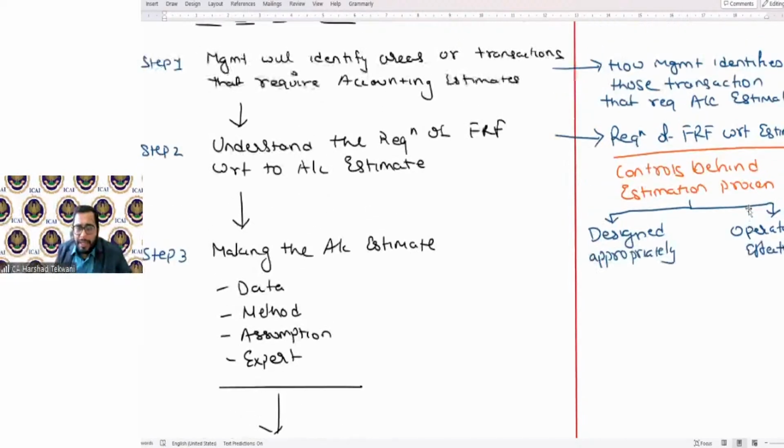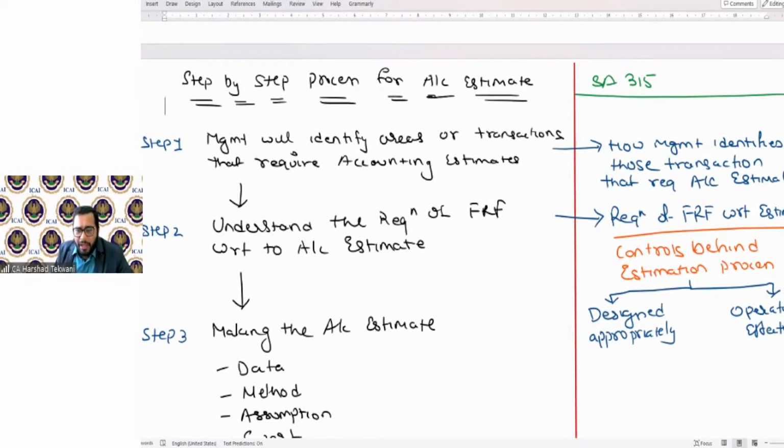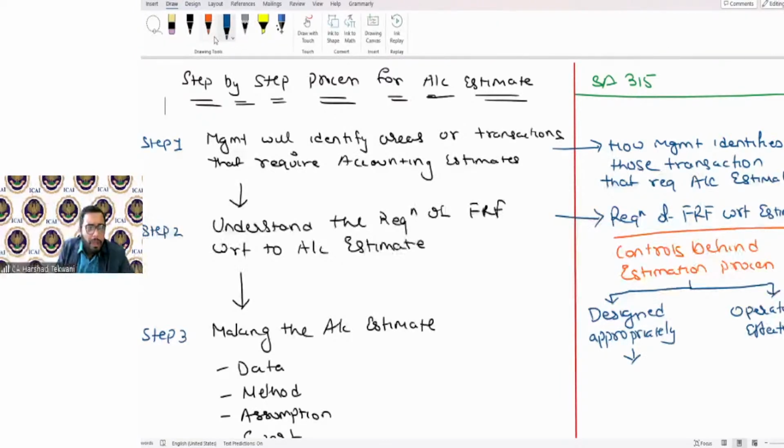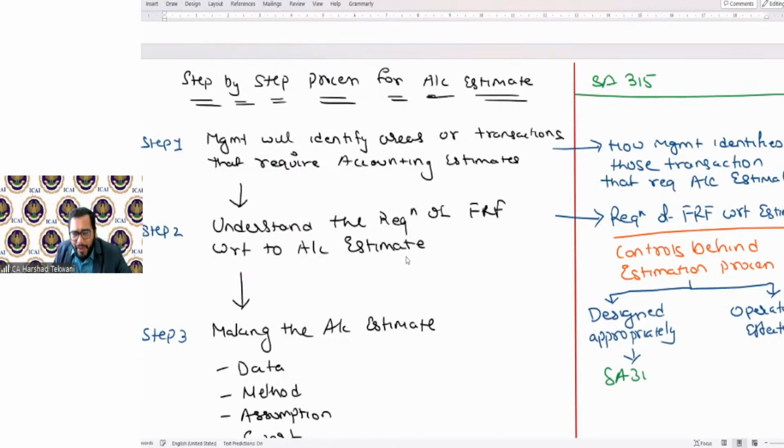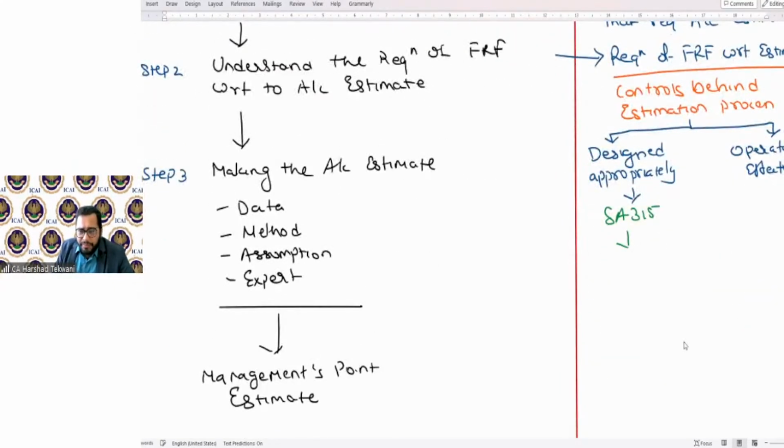Now, design is something I'll check under SA 315. I'll understand the design of the control and I'll decide whether that design is appropriate or not. So I'll apply SA 315 over here with respect to understanding the design. Okay, and based on that, I'll identify whether there's a degree of uncertainty, whether there's a significant risk. I'll identify the risk of material misstatement. So I'll check for the risk of material misstatement or significant risk.